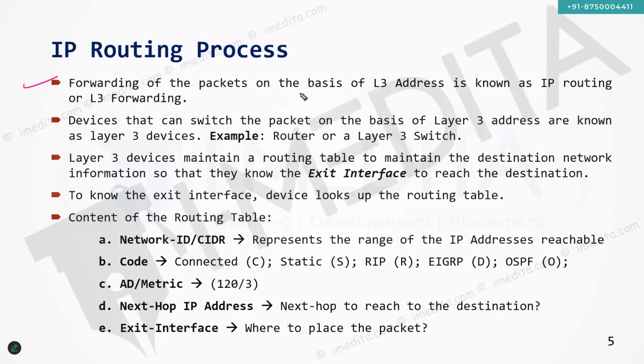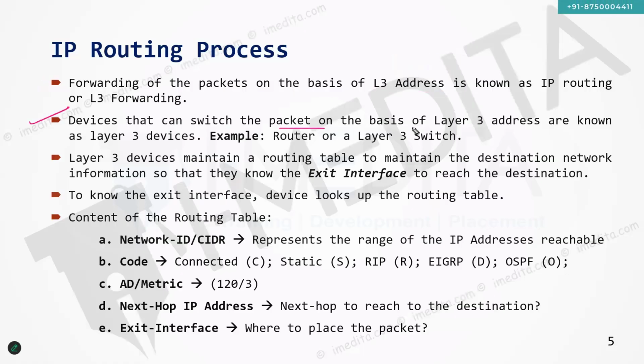The process of forwarding the packets on the basis of the layer 3 address is known as IP routing or layer 3 forwarding. Layer 3 address, of course, is the IP address. Forwarding of the packets based on IP address is what we refer to as IP routing, also known as layer 3 forwarding, because IP address works at layer 3 of the OSI model, the network layer. IP address is also known as the layer 3 address. So forwarding of the packets based on the layer 3 address is known as IP routing or layer 3 forwarding.